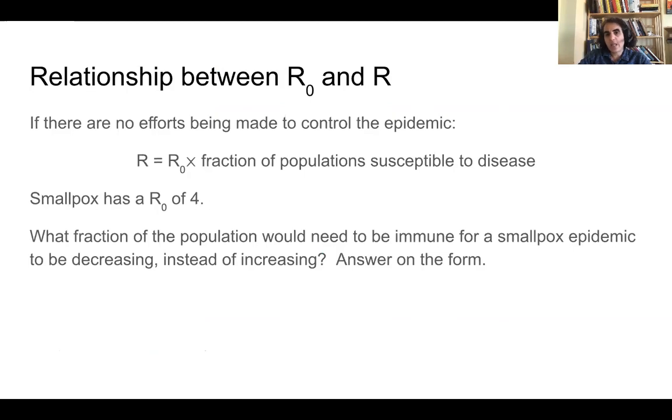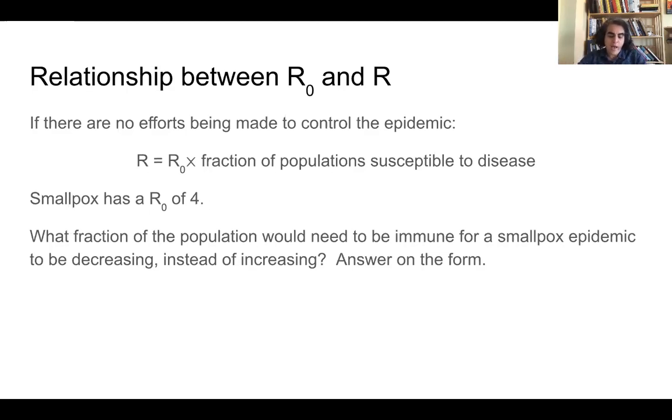So I want to talk about the relationship between R0 and R. R0 is the number of people that one infected person would spread the disease to at the beginning of an outbreak, whereas R is what would happen sometime during an outbreak. And this is assuming that we're not making any other efforts to control the epidemic. We're just letting it spread.